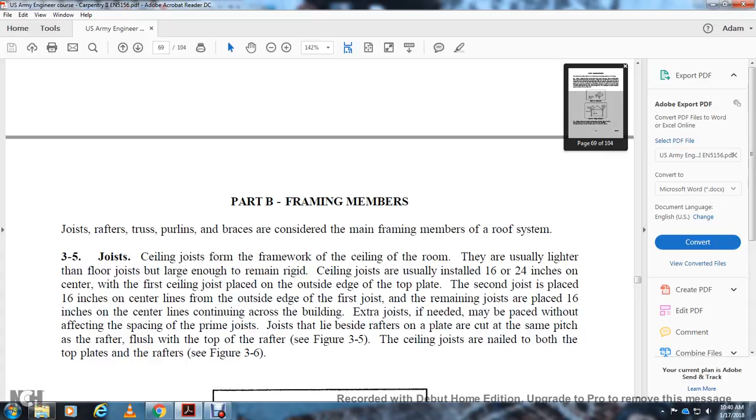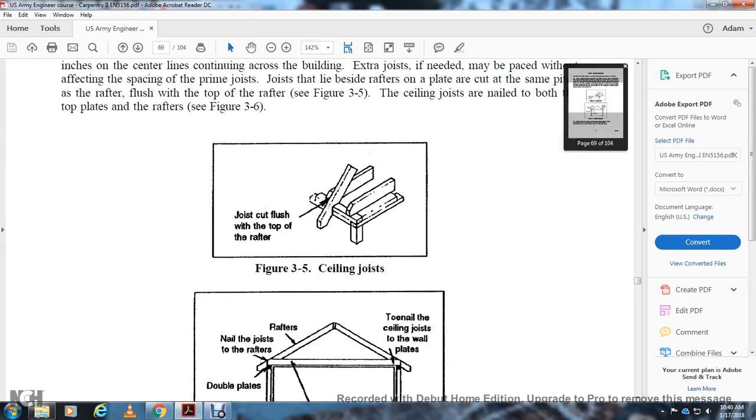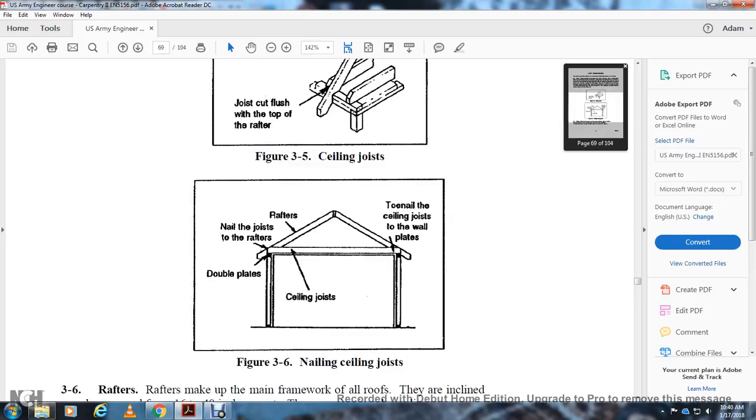Joists are laid beside the rafters over the plate, cut to the same pitch as the rafter, flush at the top of the rafter feet, Figure 3-5. The center joist is nailed to the bottom of the top plate through these rafter feet, Figure 3-6. Figure 3-5 shows the ceiling joist cut flush with the top of the rafter, and Figure 3-6 shows nailing the ceiling joist.